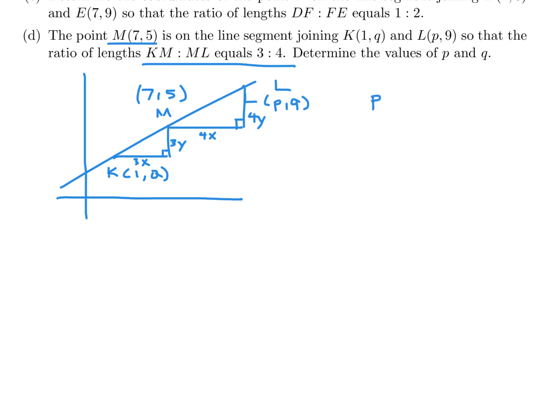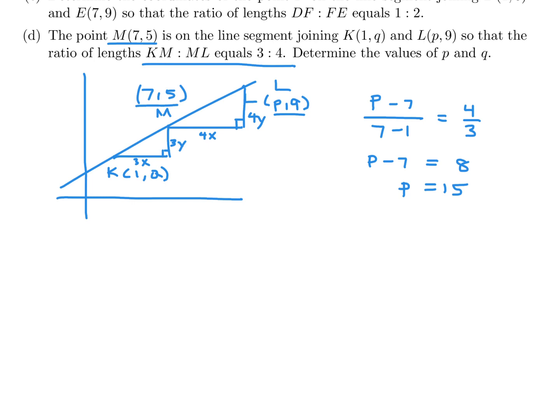Okay, well, then that makes it very straightforward. If you look at this coordinate and that coordinate, then P minus 7 over this 7 minus 1 is 4 to 3. Yeah, exactly. So then you can easily just solve for P. Then that would be what? 6 times 4 is 24. 24 divided by 3 is 8. So P is 15.